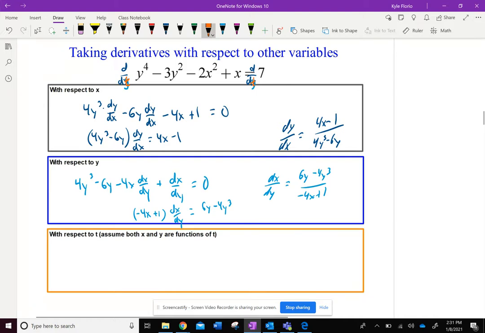So the derivative is going to be 4y cubed times the derivative of y with respect to time. We're going to get negative 6y times the derivative of y with respect to time. We're going to get negative 4x times the derivative of x with respect to time. And we're going to get the derivative of x with respect to time, or 1 dx/dt. And the derivative of 7, again, a constant, is 0.